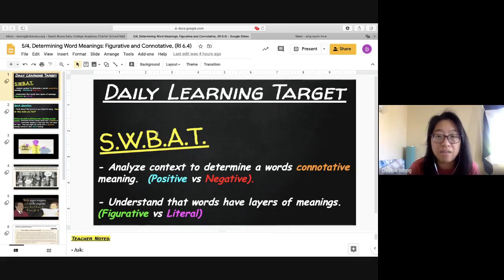Connotation always has some sort of positive or negative. We talked about words like that last week in literature. We're going to be specifically talking about informational text.